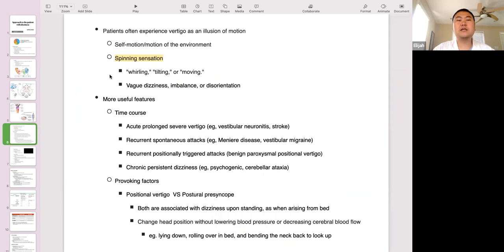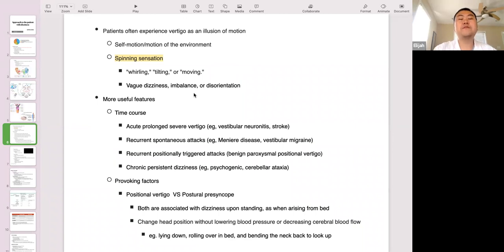And when we talk about patients, they often experience vertigo as an illusion of motion. Some patients can have self-motion, some patients can have motion of the environment. Patients often describe it as a spinning sensation. They describe whirling, tilting, or moving. But sometimes they describe it as vague dizziness, imbalance, and disorientation. So all these symptoms, in the end, we find out are vertigo. But the quality of the spinning is often not reliable. So maybe you think that the spinning sensation is vertigo, but actually it's not always the case.